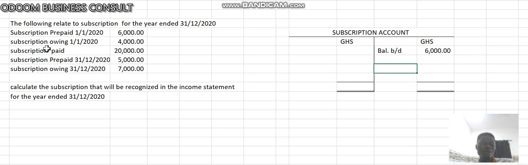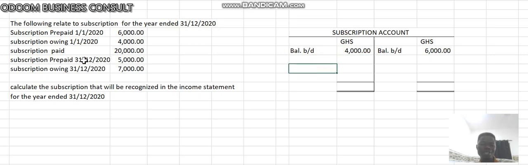Credit balance. We have the opening owing, which is 4,000, and we understood from our previous video that subscription owing is an asset, and all assets have what? Debit balance. It is an asset because it is money that you expect from your members to pay in the future, right? So it becomes an asset to the entity, and this is an opening balance. So our balance brought down, the opening owings, comes here as 4,000.